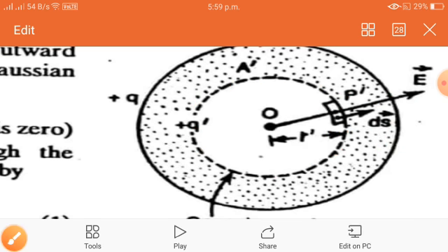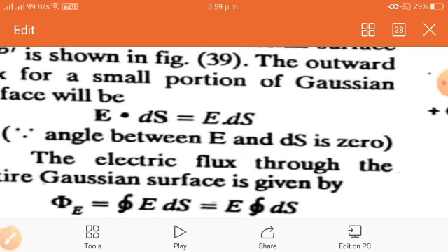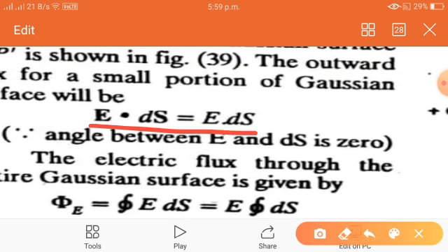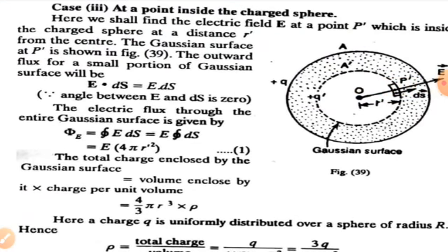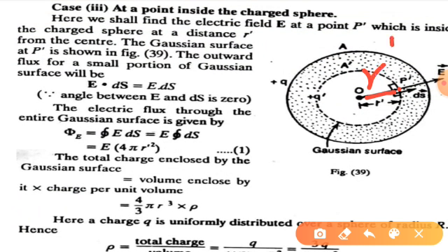So integral E bar dot ds bar becomes E ds cos theta. Cos 0 is 1, so E bar dot ds bar is E ds. So substitute in this equation of Gauss law, phi is equal to E into integral ds. So for the overall surface, the area of our Gaussian surface is E into 4 pi r prime square. Why? Our point is inside the sphere, which is at a distance of small r prime. So surface area is 4 pi small r prime square.